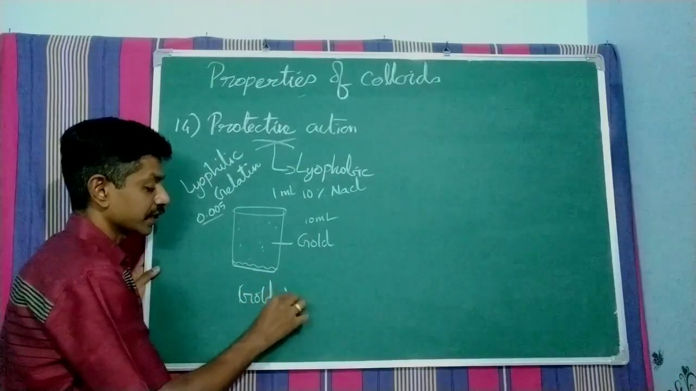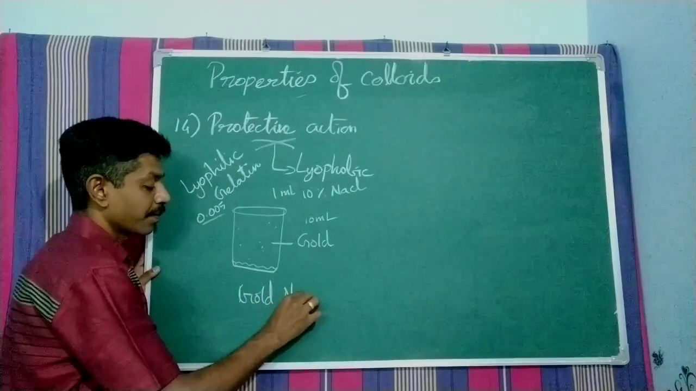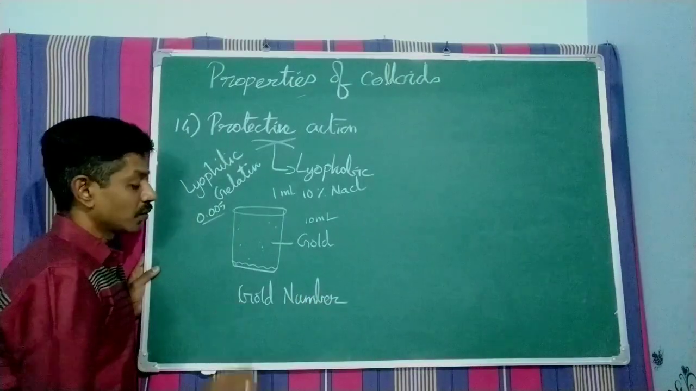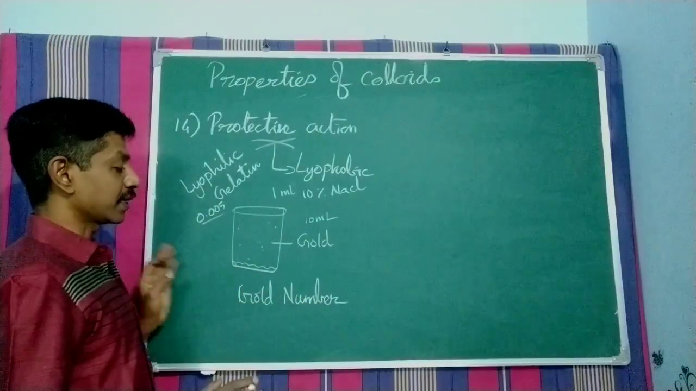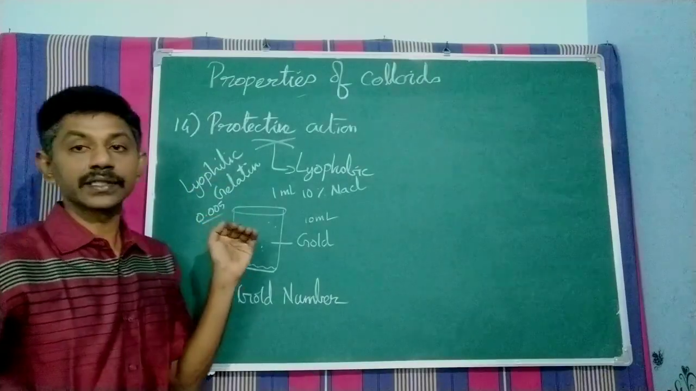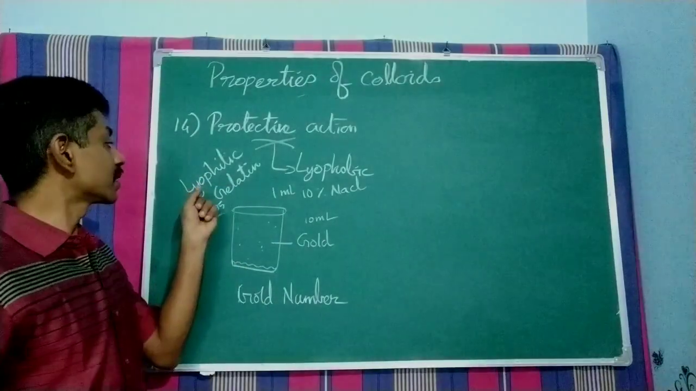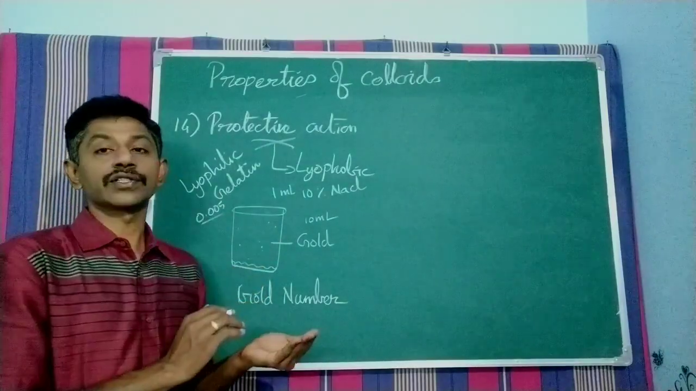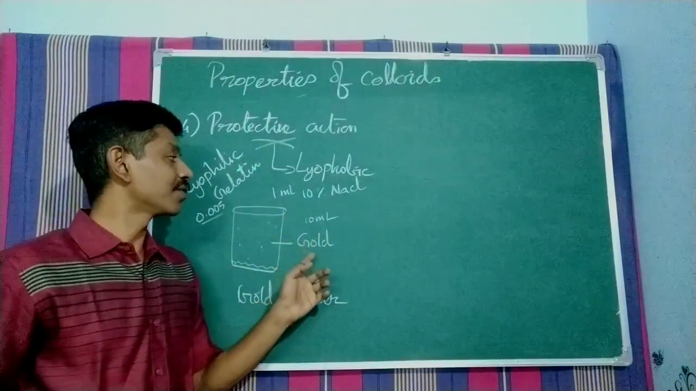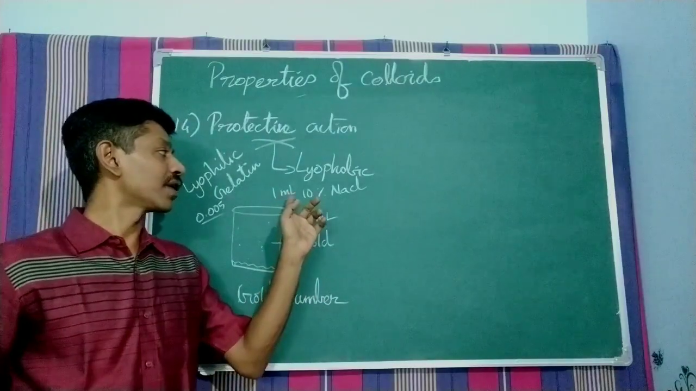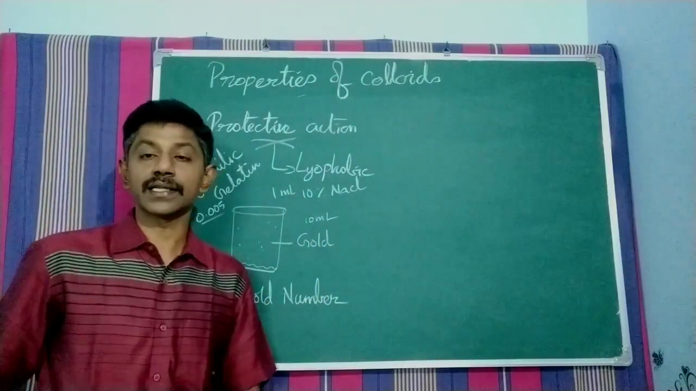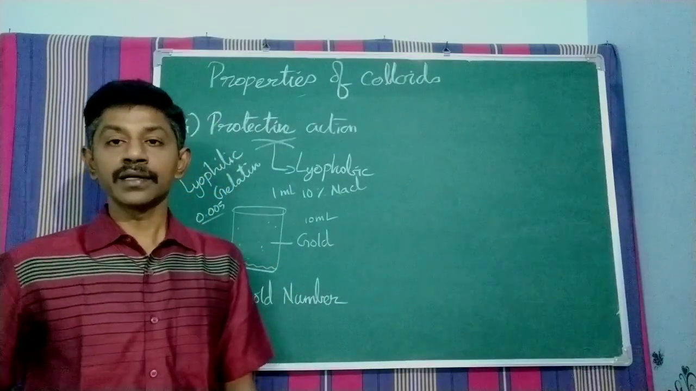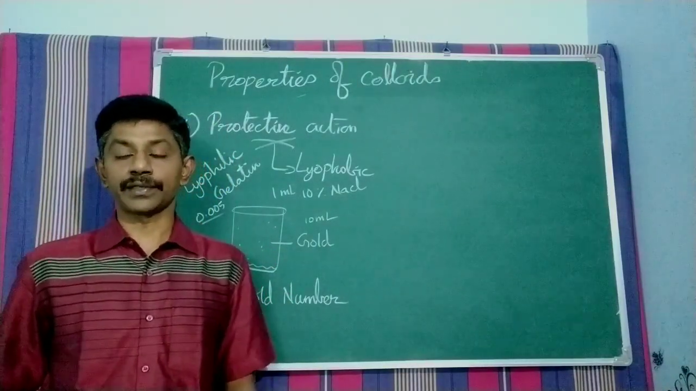Maybe a 2-mark question, important. Gold number. So gold number is nothing but the addition of a certain milligrams of this lyophilic colloid to stop the process of coagulation of 10 ml of gold by adding 1 ml of 10% NaCl available in that solution. So this can be a 2-mark or a 3-mark question.